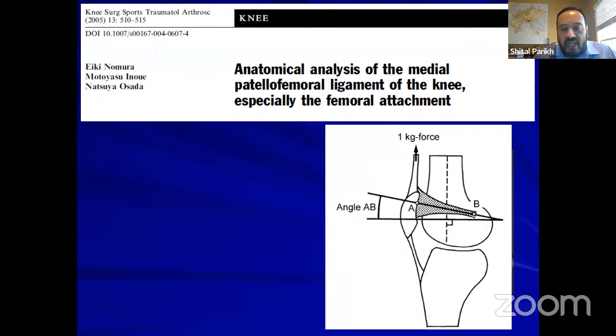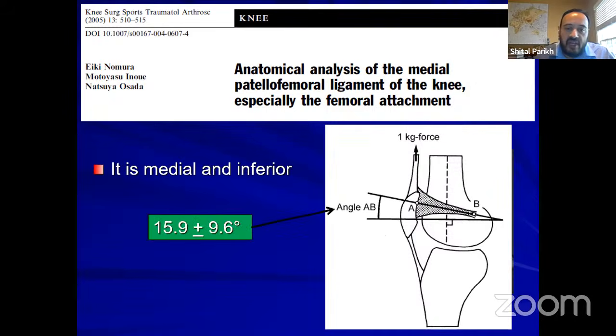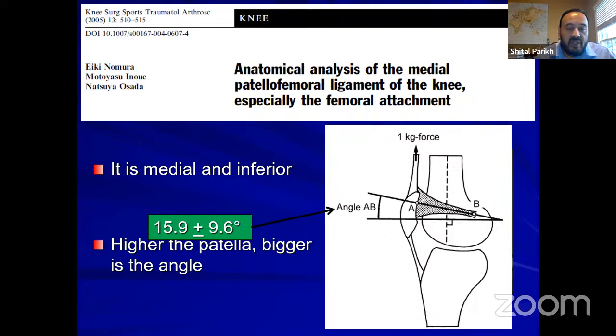We did a study where we looked at patellar height before and after MPFL reconstruction. Now, if you look at this study, you can see that in a normal patient, the vector of the MPFL is medial and inferior. The MPFL is not straight transverse. It goes inferior as it goes distal by about 15.9 degrees. And what that means is that the more patella alta you have, the more the vector of the MPFL is going to be inferior. And if you do an MPFL reconstruction, then it would bring the patella down. And the higher the patella, the bigger is the angle.